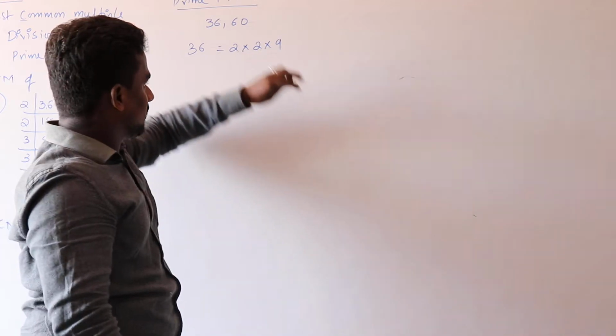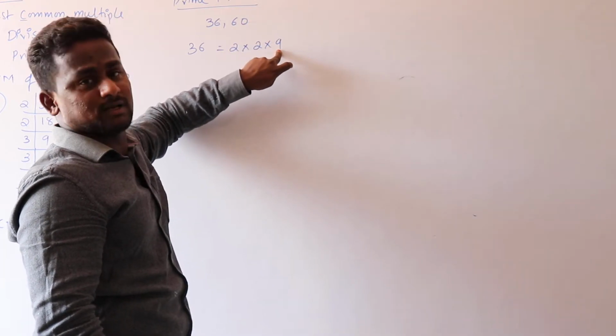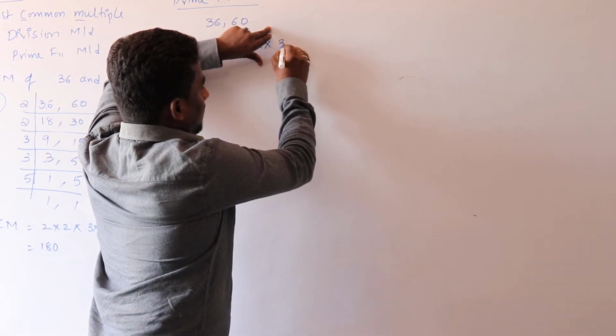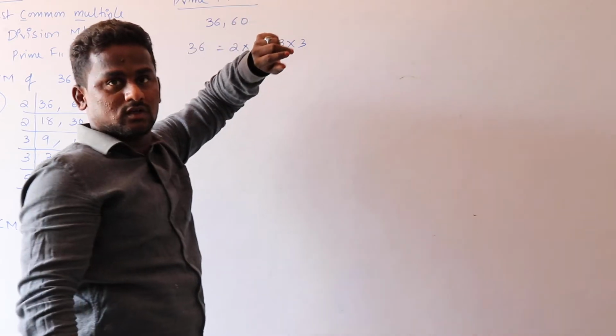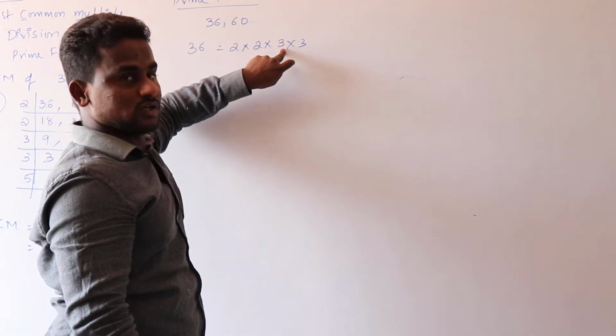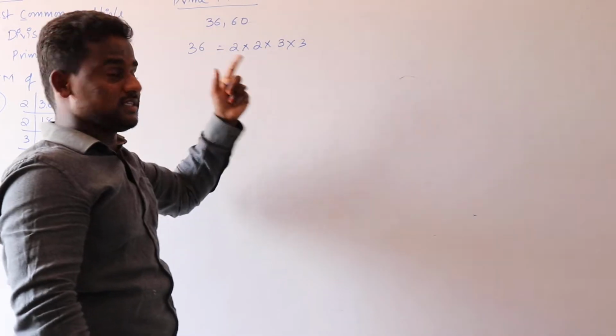But 9 is not a prime number. Is 9 a prime number? No, it is not. That's why I have to convert 9 as 3 into 3. Now all are prime numbers: 2 into 2 is 4, 4 threes are 12, 12 threes are 36. Finally we get the same number.